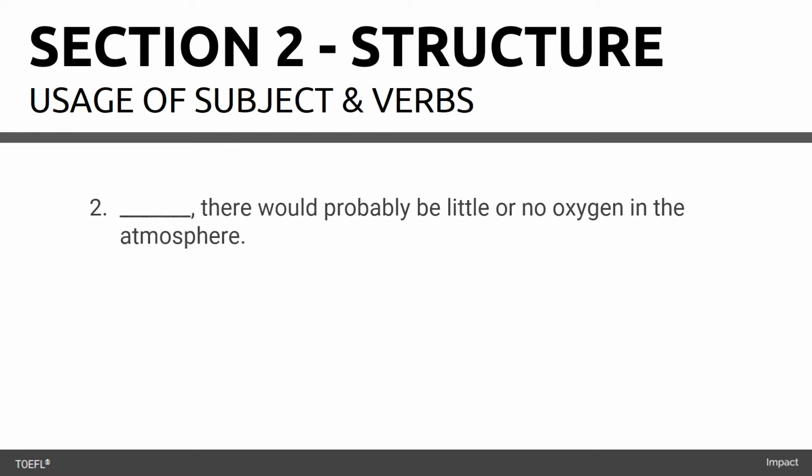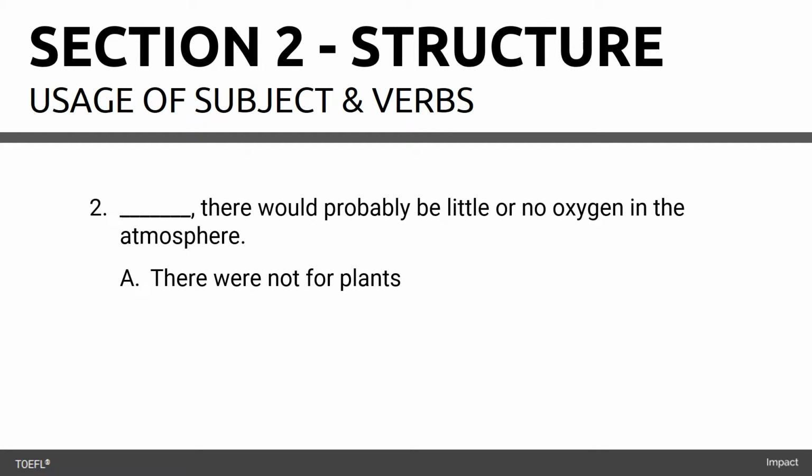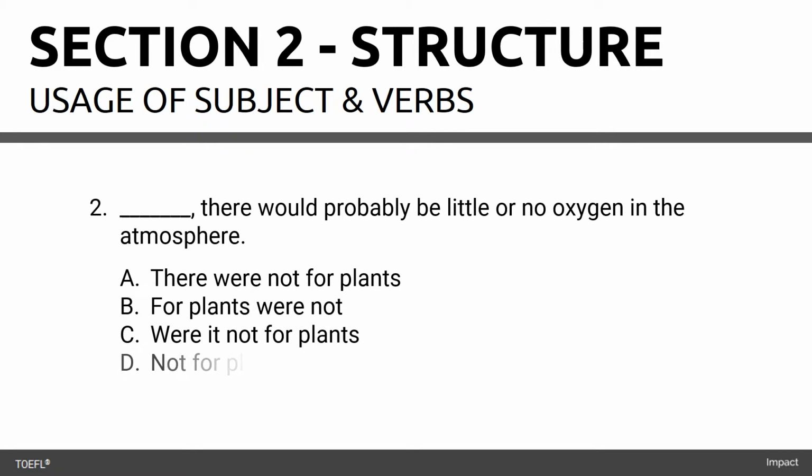Let's look at the second question. Question number 2. Blank, there would probably be little or no oxygen in the atmosphere. Let's look at options A through D. A, there were not for plants. B, for plants were not. C, were it not for plants. And D, not for plants but were.